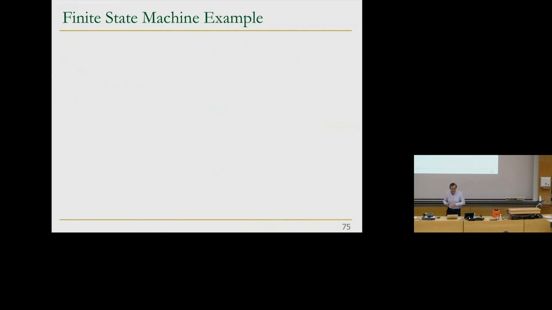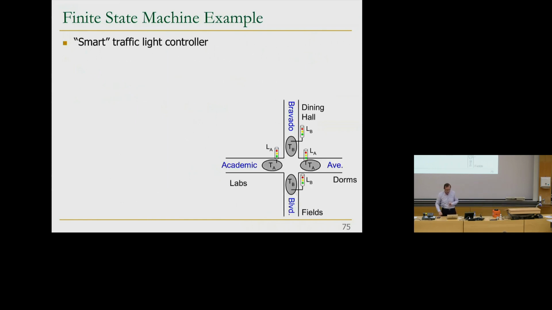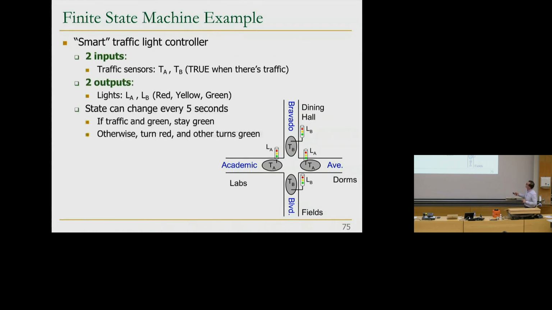So let's go through an example finite state machine that's hopefully interesting. We're going to build a somewhat smart traffic light controller, although it's not going to be as smart as you want. This is actually a difficult problem, as you can see, right? Traffic controllers are not easy. So basically, this is an example from the Harris and Harris book. We're going to have 2 lights, a light on Academic Avenue, and a light on Bravado Avenue. And you can see the story in the book.